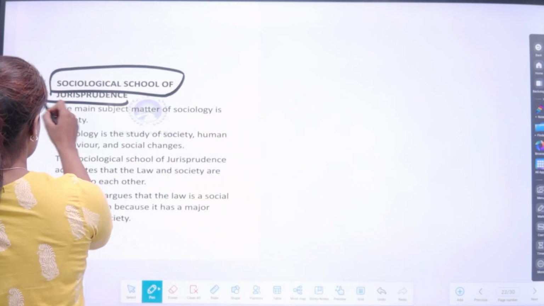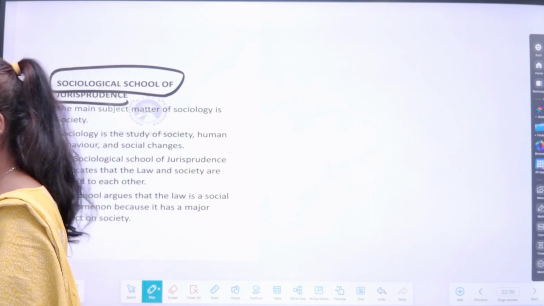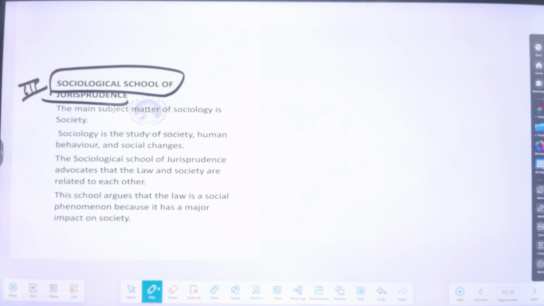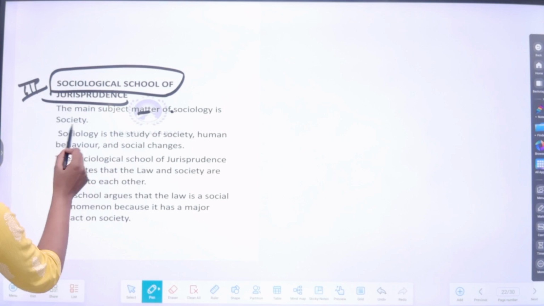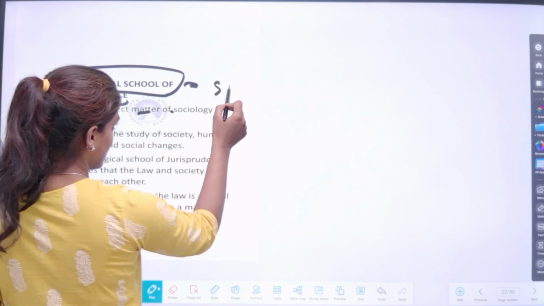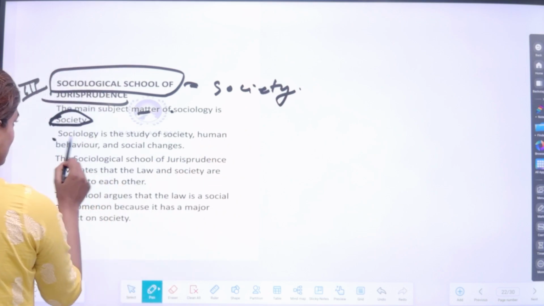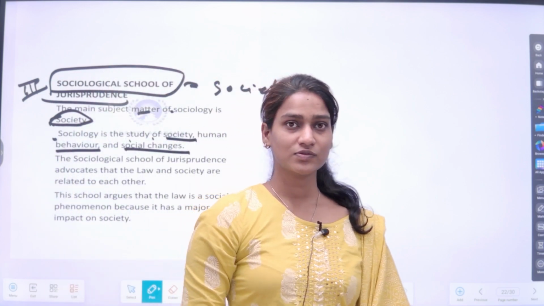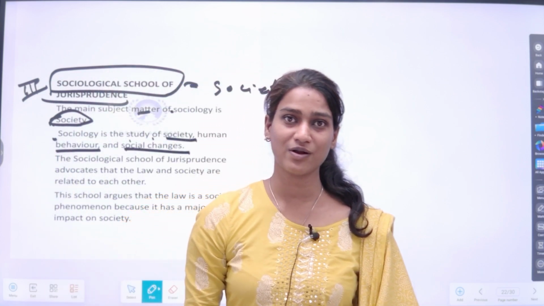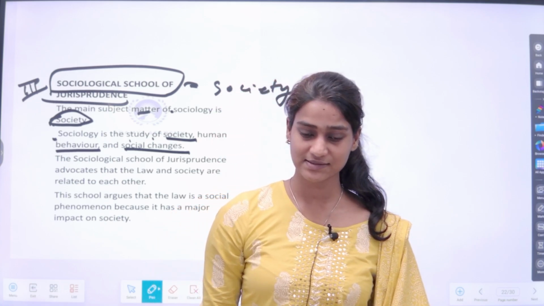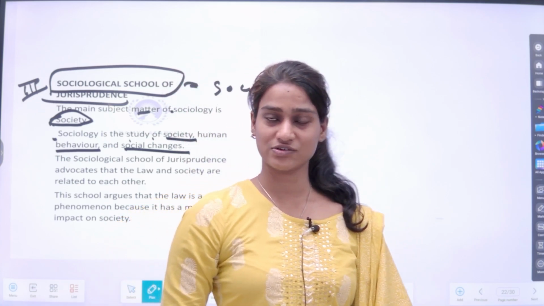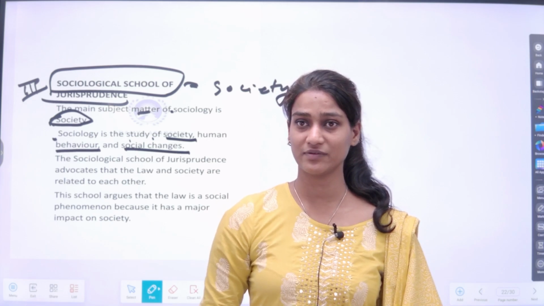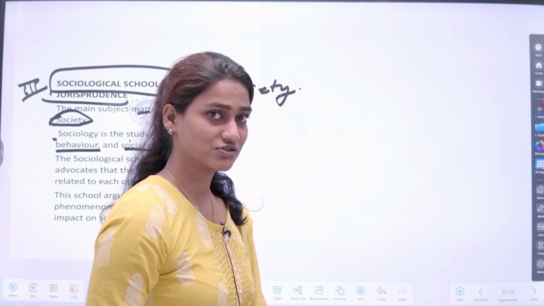The Sociological School of Jurisprudence is the third school which we are studying now. The main subject matter of sociology is society. Sociology is the study of society, human behavior, and social changes. You have all studied sociology, or will probably be studying it in your classes now. Sociology is the study of society, the interdependence of men with each other, and human behavior.